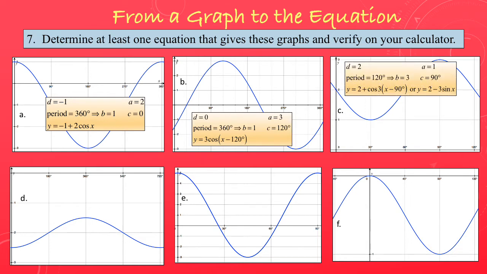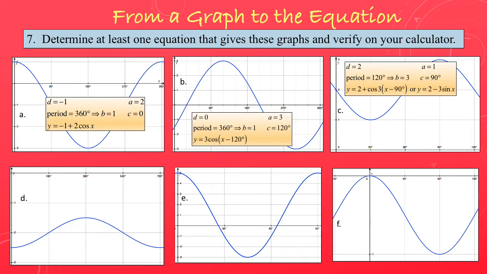In 7c, again, we will take the approach that this is a cosine curve. The d value is the axis of symmetry, which is high plus low divided by 2, which is 2. And the amplitude is 1, making a equal to 1.